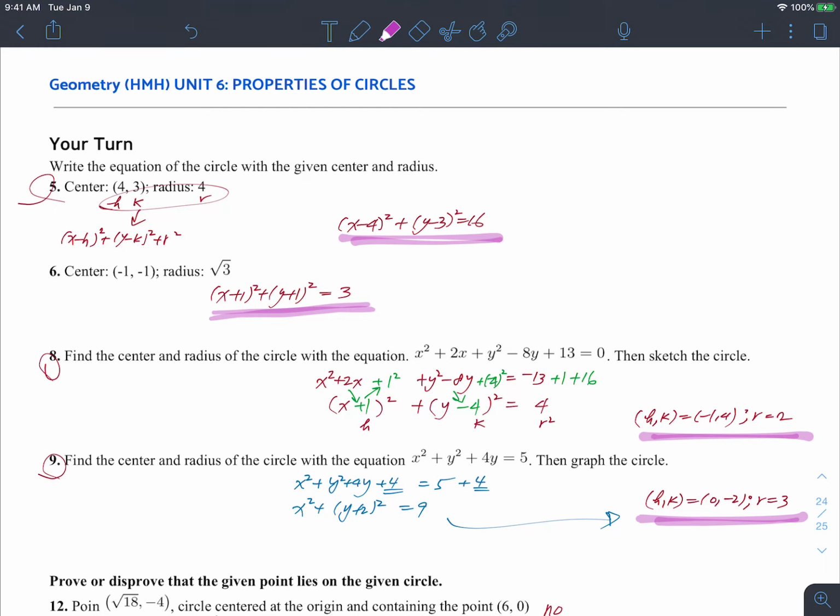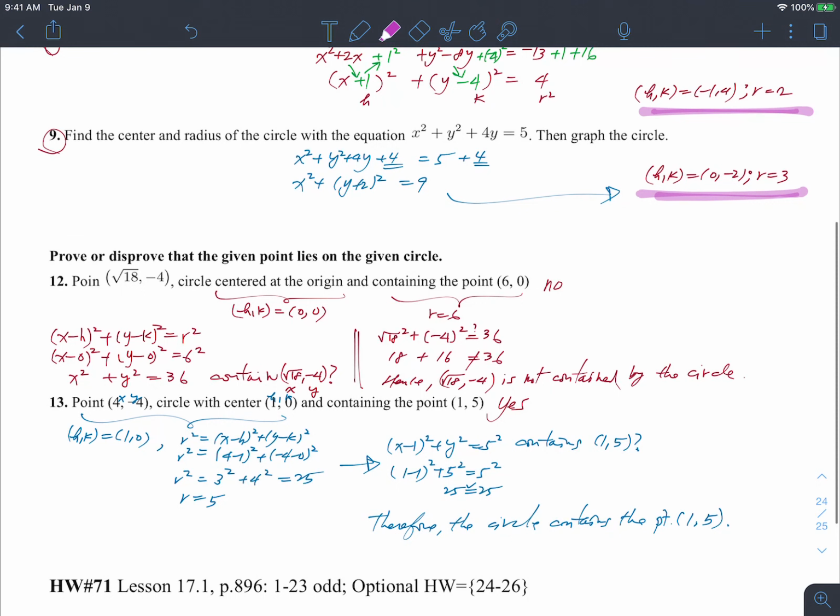If you got this right, no problem, without too much work, then you are in very, very good shape. But if you have to work through it, and it's kind of hard for you, then we should talk about it in class tomorrow. Okay?